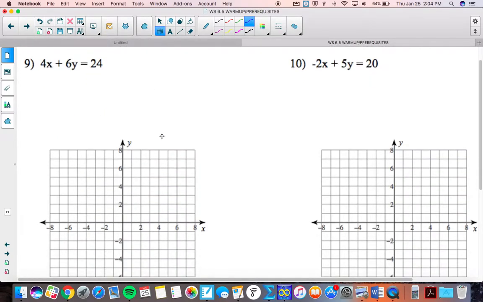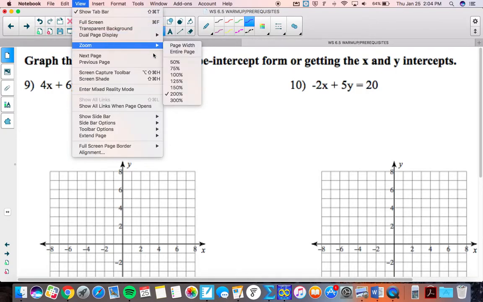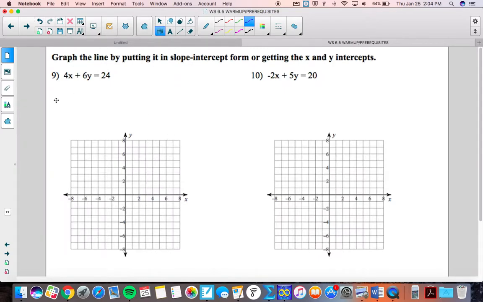Last idea, putting it all together. We are going to now graph the line by putting it in slope-intercept form or getting the x and y intercepts. Either way, there is one correct line, one correct visual for what this equation gives, or the solution set for this equation. So if you choose to get the x and y intercepts, you should find that they match what I have for x and y intercepts here as I put it into slope-intercept form.